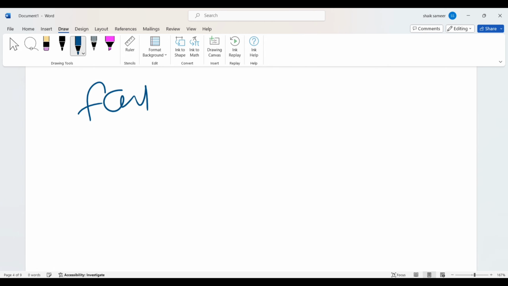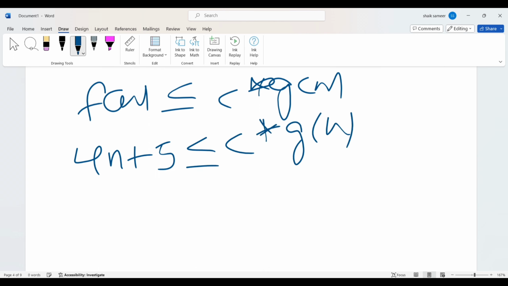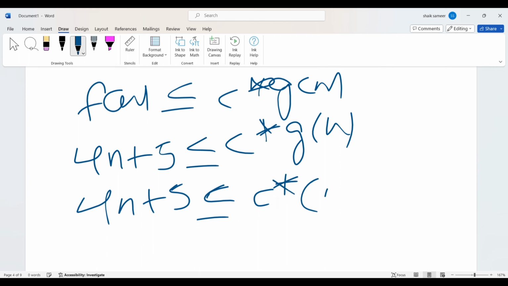f of n less than or equal to c into g of n. So f of n value is 4n plus 5. Now f of n, 4n plus 5, less than c into, substitute in the place of g of n. If the function is constant, you substitute 1. If the function is linear, you substitute the highest term degree here. So here it is a linear function, so you substitute n.